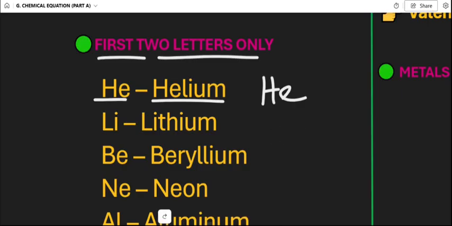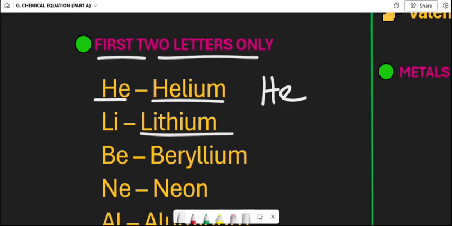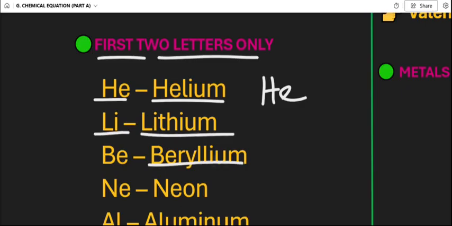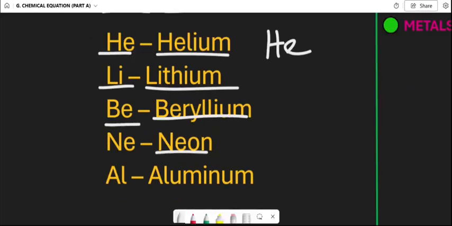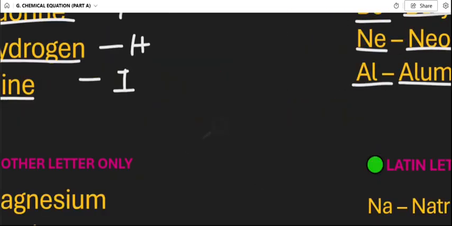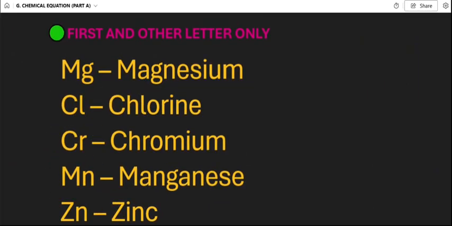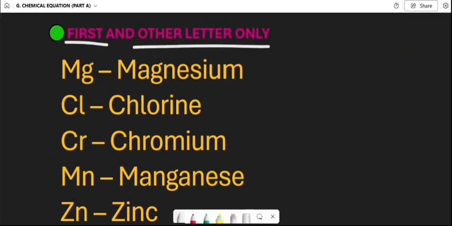Okay, and an example here is lithium, which is Li, and here is beryllium, which is Be. We have neon, which is Ne. We have aluminum, which is Al. And the third category is when an element is represented with the first letter and any other letter except the second letter. That means apart from the second letter, they make use of either the middle letter or the last letter to represent the symbol for the element.